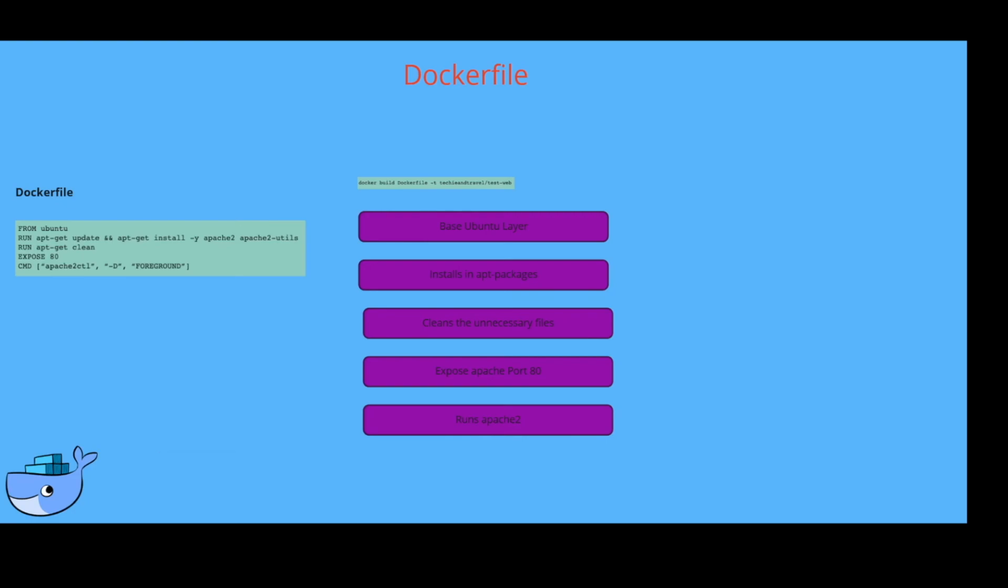Docker builds all these layers in a cached system. That means if any step in the creation process fails, Docker uses the cached image layers from the previous build so that the build process is faster.